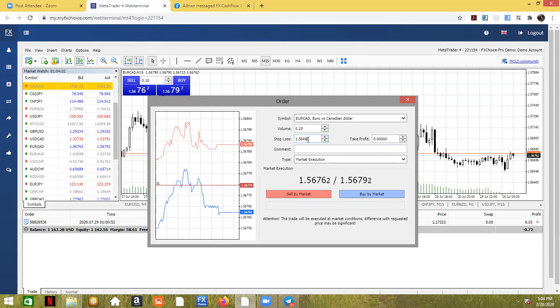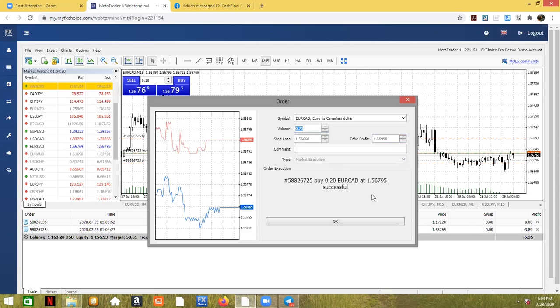Okay, 10 pips away. To take profit, let's go 20 pips out. So we want to make more than we're losing all the time, right? 1.5699 would be 20 pips, right? Because we're at 5679. Add 20 pips to the 79, that would be 99. All right, we're at $2 a pip for our lot size. Let's execute the buy. Boom, it's ordered.